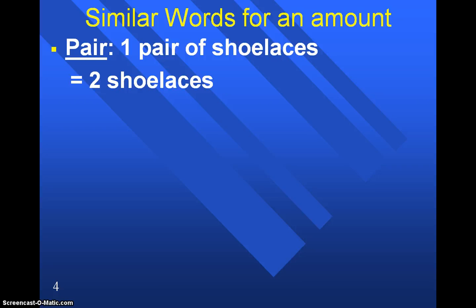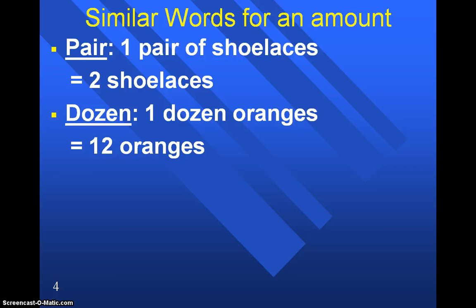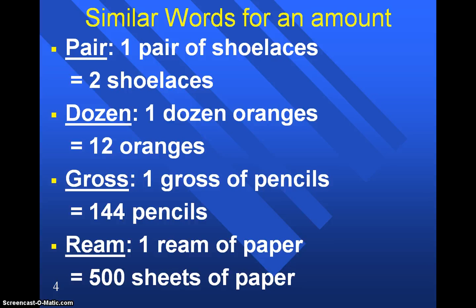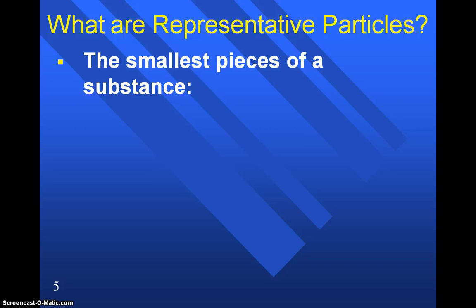Just to wrap your brain around it, again, a mole is just an amount of a substance. If I say I have 1 pair of shoelaces, you know that there are 2 laces. If I say I have 1 dozen oranges, you know there are 12 oranges. If I say I have a gross of pencils, you know there are 144 pencils. If I say I have a ream of paper, that's 500 sheets of paper. So if I say I have 1 mole of something, you know there are 6.02 times 10 to the 23rd representative particles. Now, the question is, what is a representative particle?